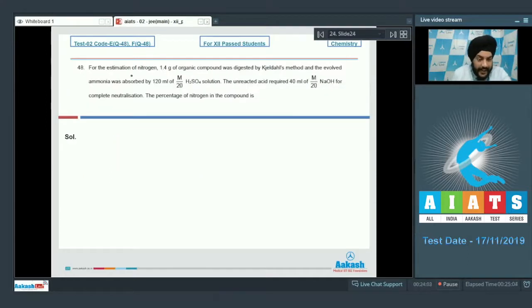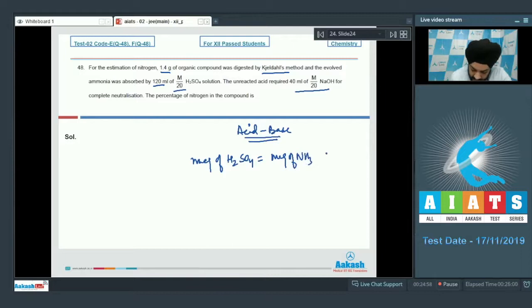Question number 48. For the estimation of nitrogen, 1.4 gram of an organic compound was digested by the Kjeldahl method and the evolved ammonia was absorbed by 120 ml of M by 20 H2SO4. The unreacted acid required 40 ml of M by 20 NaOH for complete neutralization. We have to comment on the percentage of nitrogen in the given compound. Okay, so we can first have the acid-base neutralization, students. So we have MEQ of H2SO4 equal to MEQ of ammonia plus MEQ of NaOH.